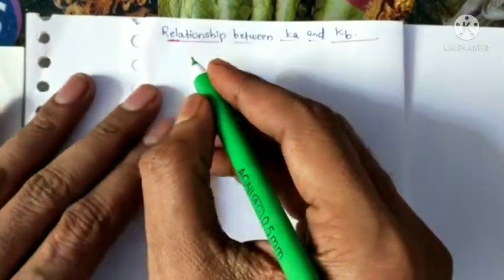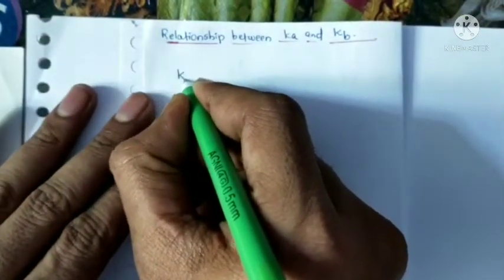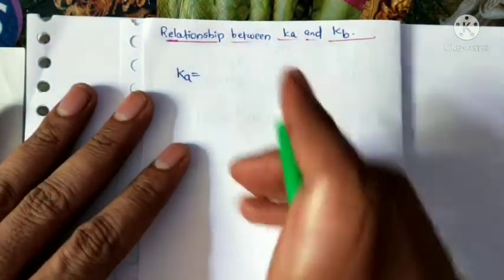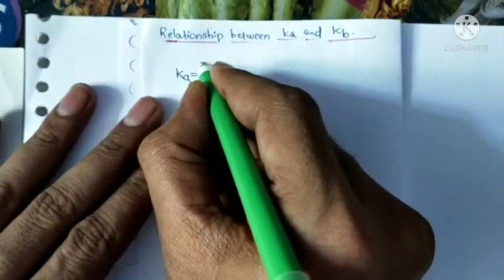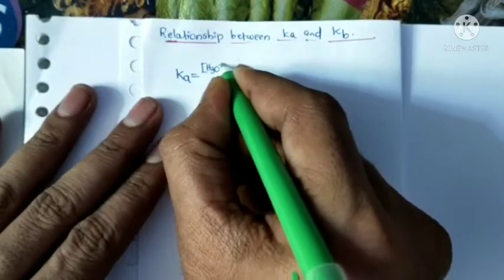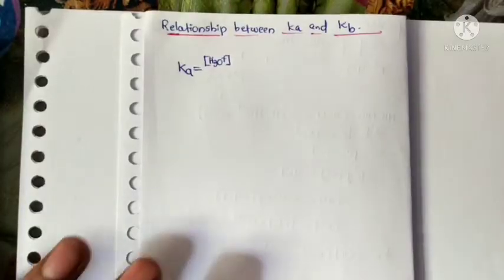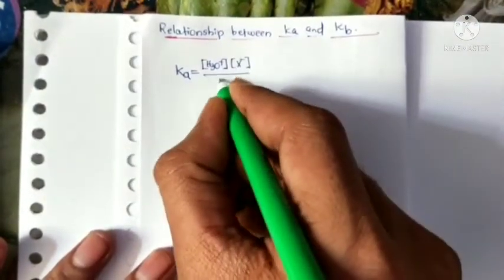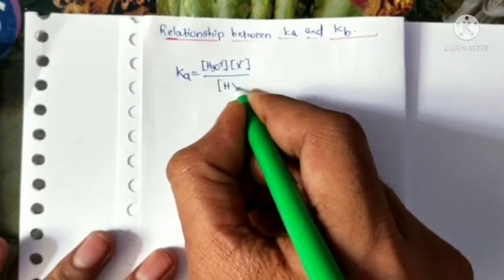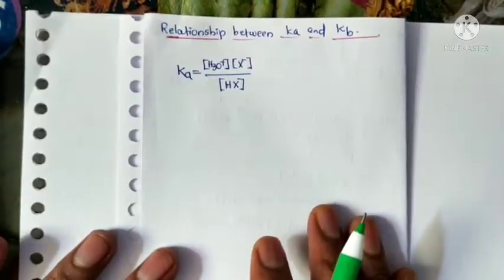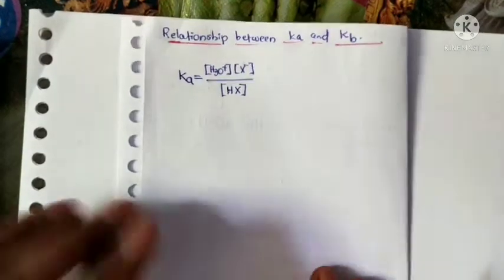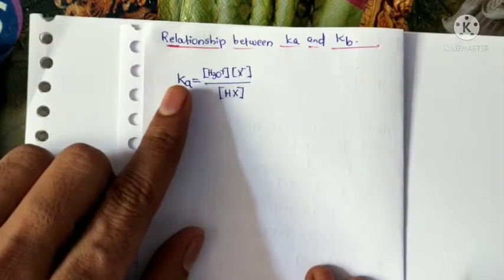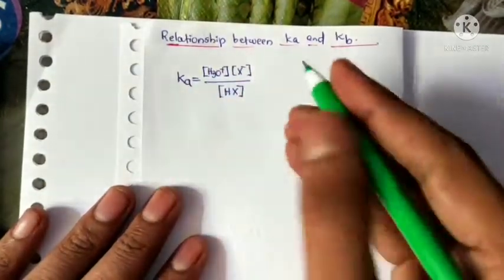In the previous class we learnt the ionization constant of a weak base as well as the ionization constant of a weak acid. Once again, the equation of the ionization or dissociation constant of a weak acid is: Ka equals the concentration of H3O+ ions and the concentration of X- ions, divided by the concentration of the reactant HX. This is the equilibrium constant, or dissociation constant, of a weak acid.